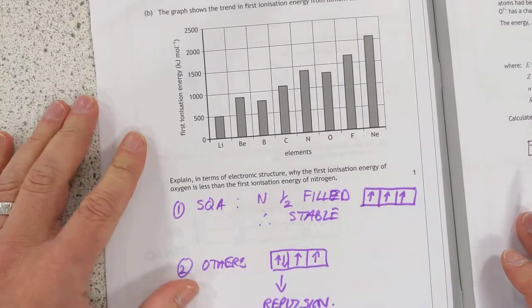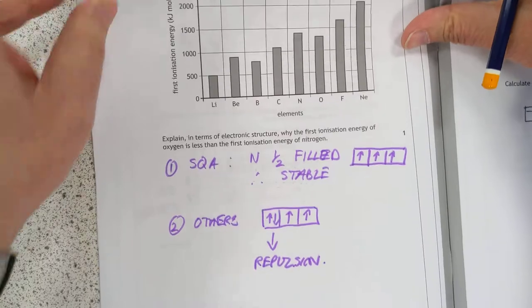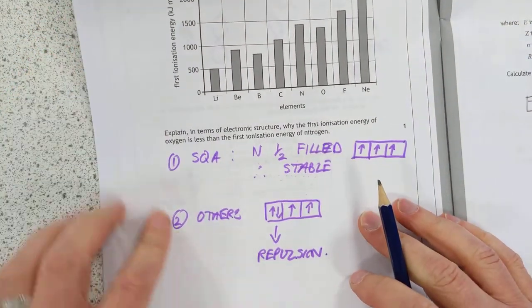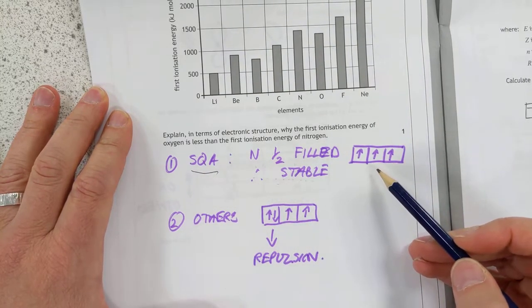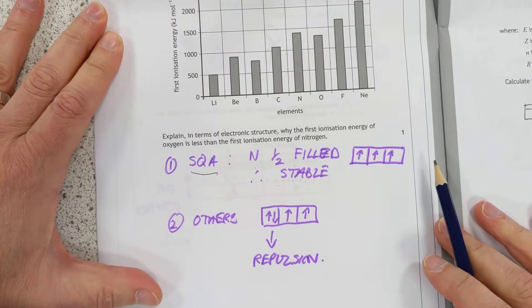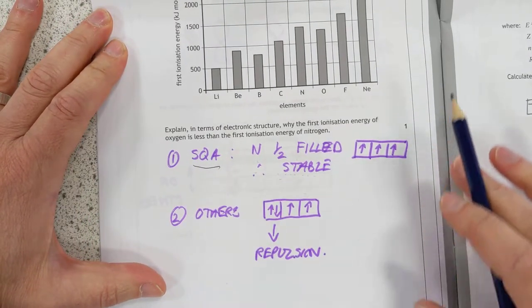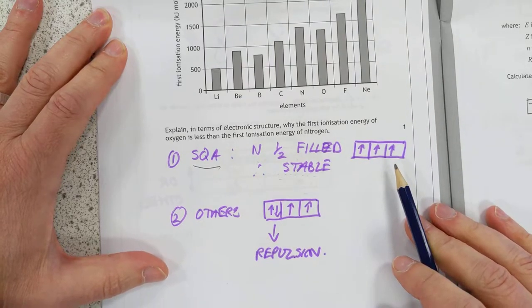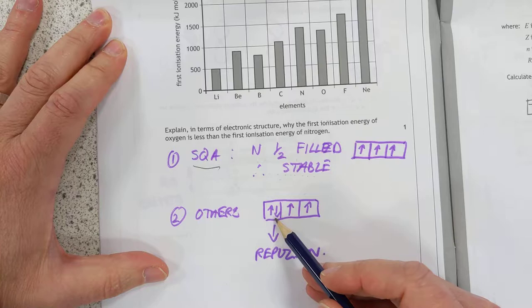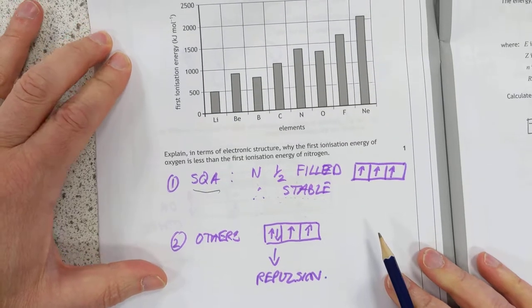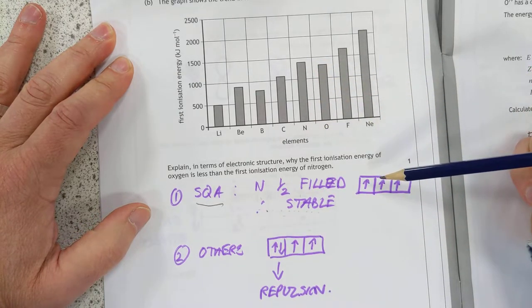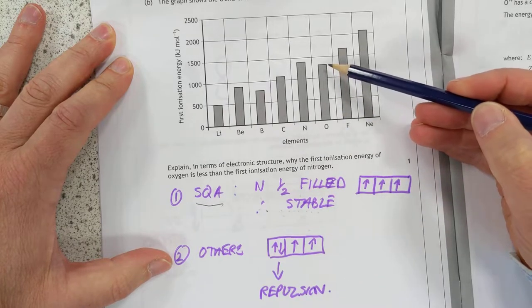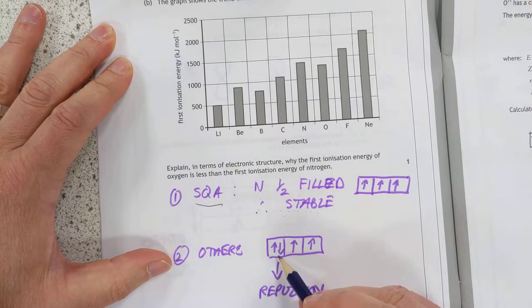What do we have here? Trend in ionization energy. Explain in terms of electronic structure. Well, I put two different possible explanations here. There's the SQA's version, which says that half-filled orbitals are uniquely stable. If you go and have a look in ChemGuide, then he or she, I'm not sure who it is, argues that that is not the case, and it's actually to do with the repulsion between electrons once they double up. So in other words, the SQA are saying that nitrogen is actually more stable because of the half-filled orbital, whereas ChemGuide are saying oxygen is actually less stable because of the repulsion between these two now paired up electrons, which means that you can kick one off easier.